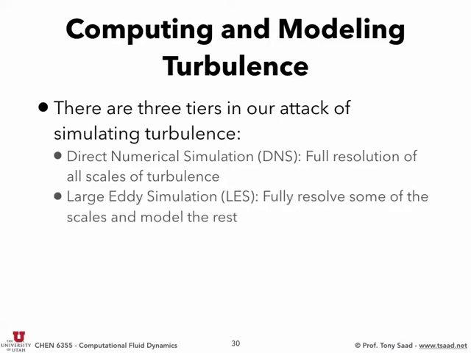Next up the ladder, by decreasing order of cost and increasing complexity, DNS conceptually is the simplest, right? If you just take the Navier-Stokes equations and use a very, very fine grid and very, very small time steps, you get DNS. You don't have to do anything else, okay?